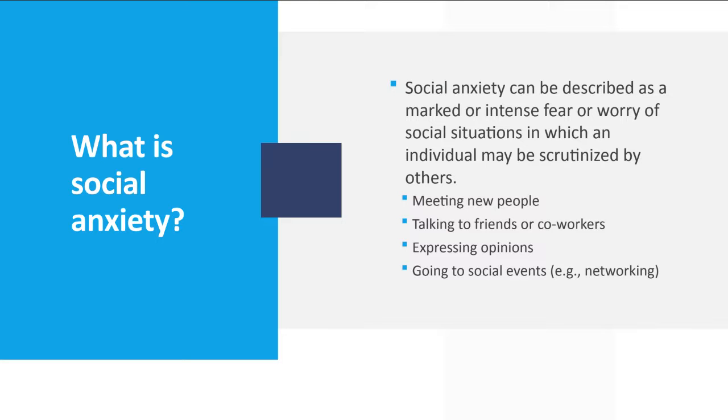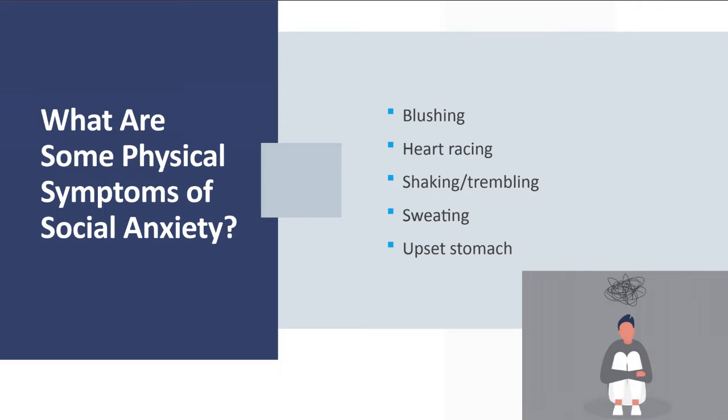So a lot of times people do not know that anxiety also comes with some physical symptoms. And so we don't really recognize some of those things that happen when we're experiencing anxiousness. So some basic physical symptoms are blushing, fast heart rate, shaking and trembling, sweating, or potentially having an upset stomach.